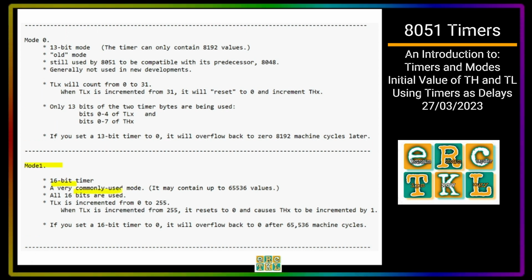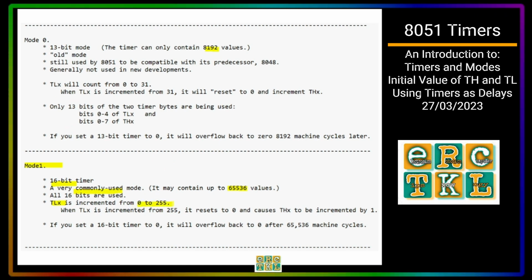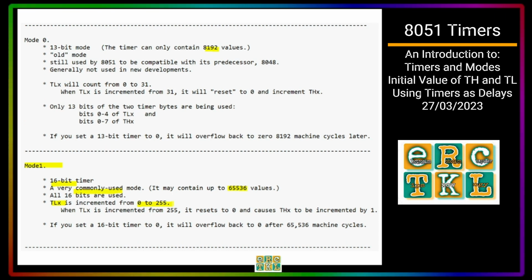For mode number 1, it is 16-bit. This is commonly used. This is what we usually use. It counts up to 65536. The other one, mode 0, only up to 8192. This is important to know. And the TLX this time will be from 0 to 255. Remember, 255 is like FF, 1111 1111. So the timer will count from 0000 0000, and the last number will be 1111 1111.